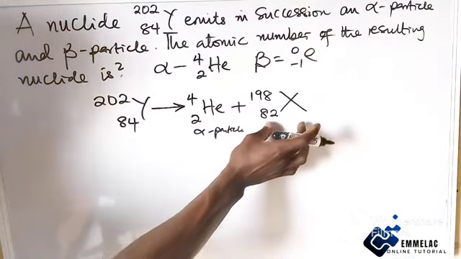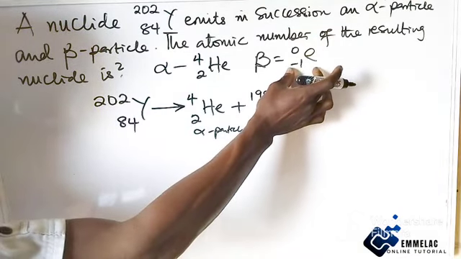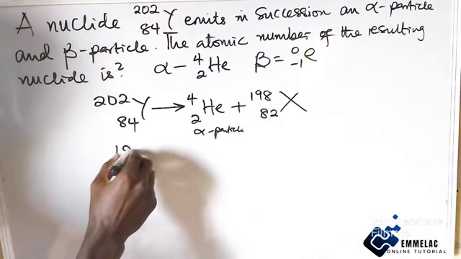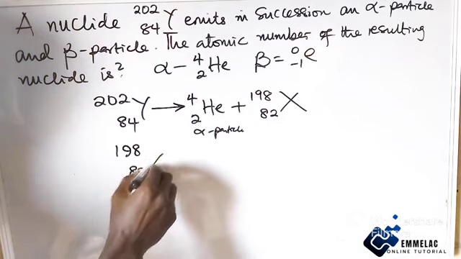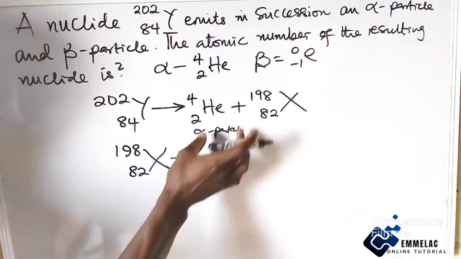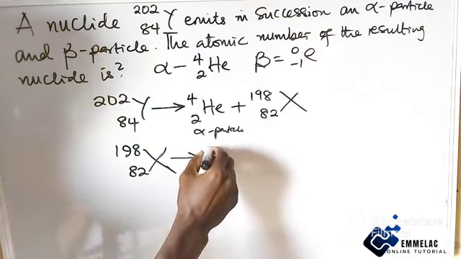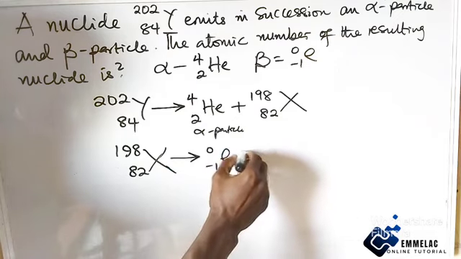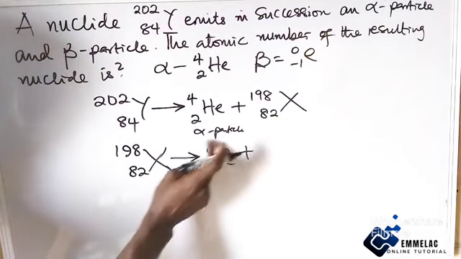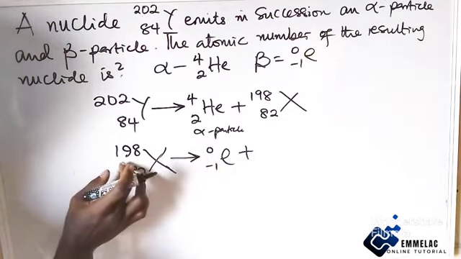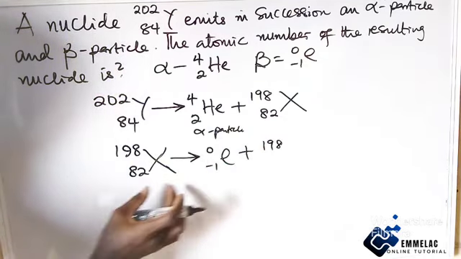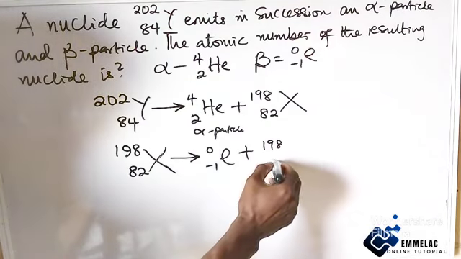Now this particular one also emitted an electron, after the alpha particle. So as such, here we have 198 and 82 as the resulting nuclide. Now this emitted the beta particle. If this is being emitted, it means this particular 0 is deducted from this. Here you have 198, and minus 1 is deducted from this. This should give you 83.